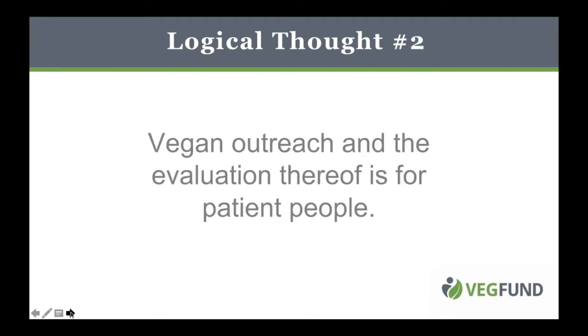So logical thought number two: vegan outreach and the evaluation thereof is for patient people. Remember we looked originally in the theory of change that sometimes the results only come very, very far into the future. That's because people who begin the vegan journey, it can take a number of interventions over years for them to finally get there. So you've got to be patient as we continue this work in vegan activism.